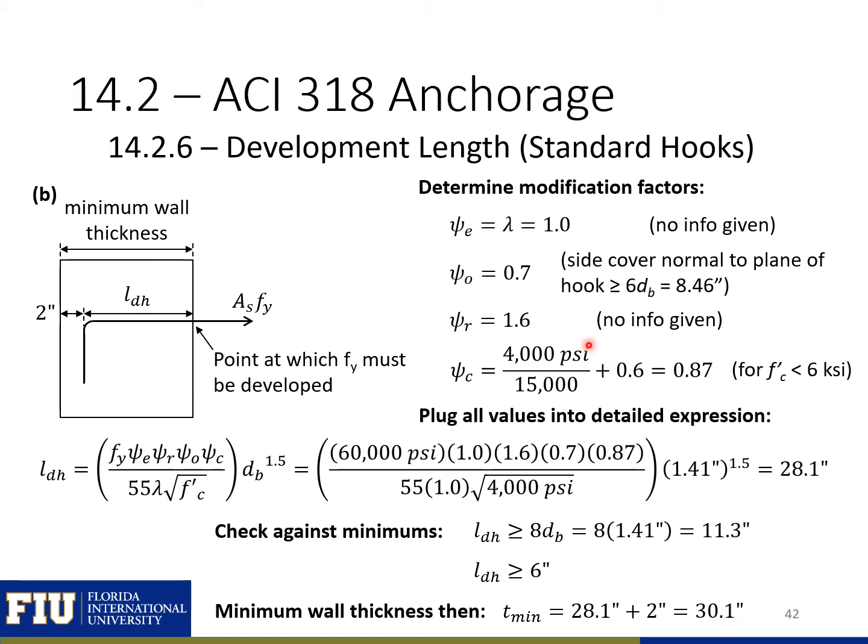Note that if we did provide confinement reinforcement around our hook, we would be able to reduce our development length by 60%. So go from 1.6 to 1.0 for our psi sub r factor.